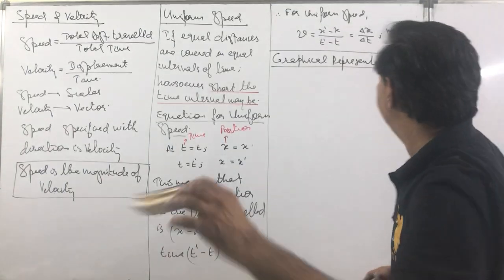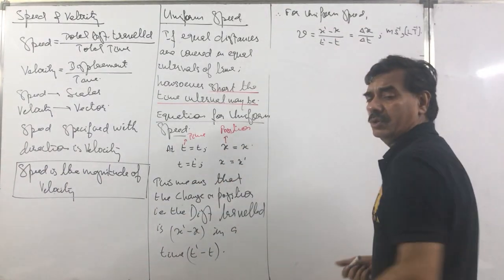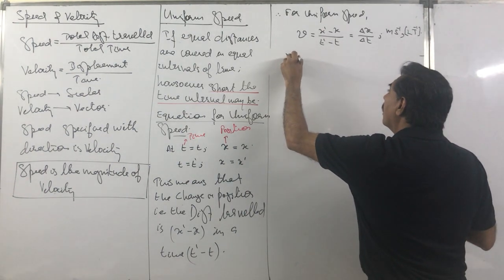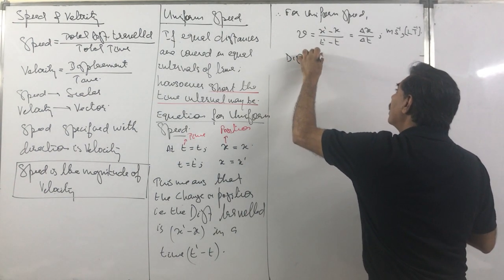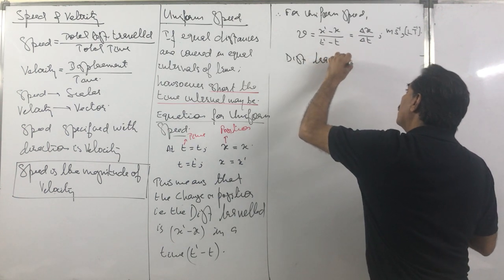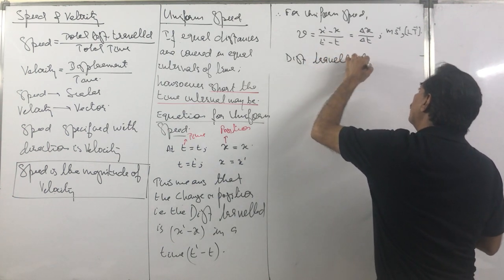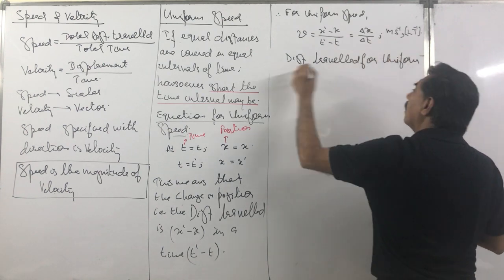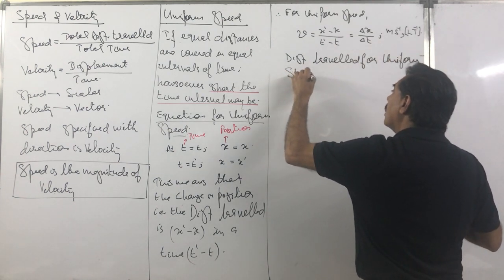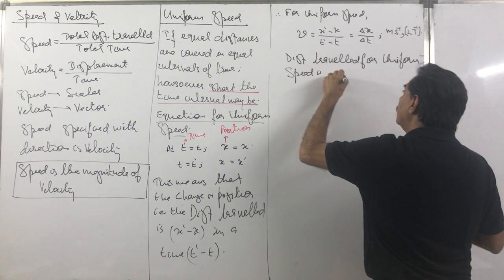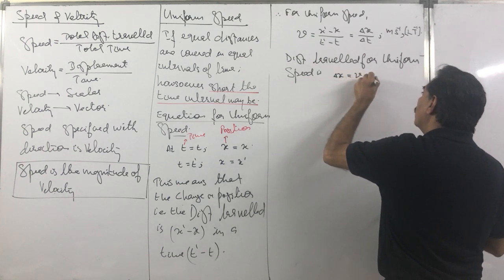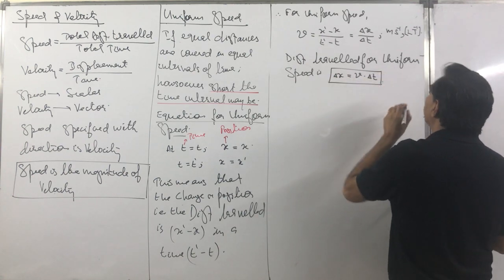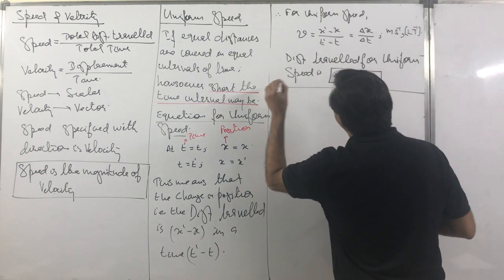Right? Just a minute, I will write this also. Distance traveled for uniform speed is delta x equal to v delta t. Is it v delta t?